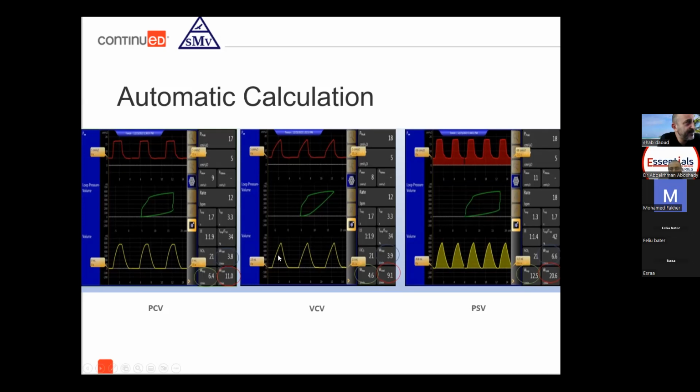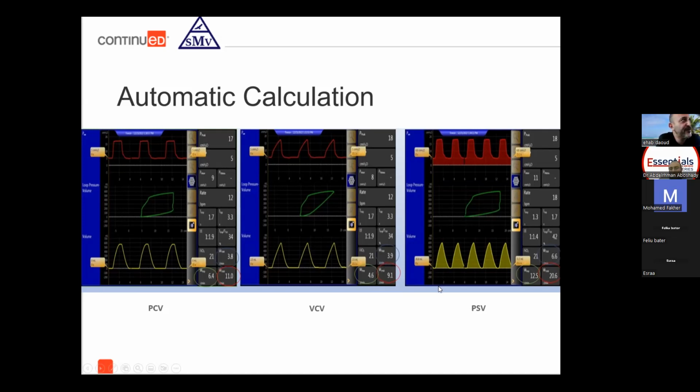And I put an example here of the Bella Vista E1000, and they have that software, which I'm pretty sure in the future will be on most of the mechanical ventilators, that calculates everything for you, and all you have to do is just look at the screen and know what's going on. So it gives you the total work, the inspiratory work, and even the tidal work.